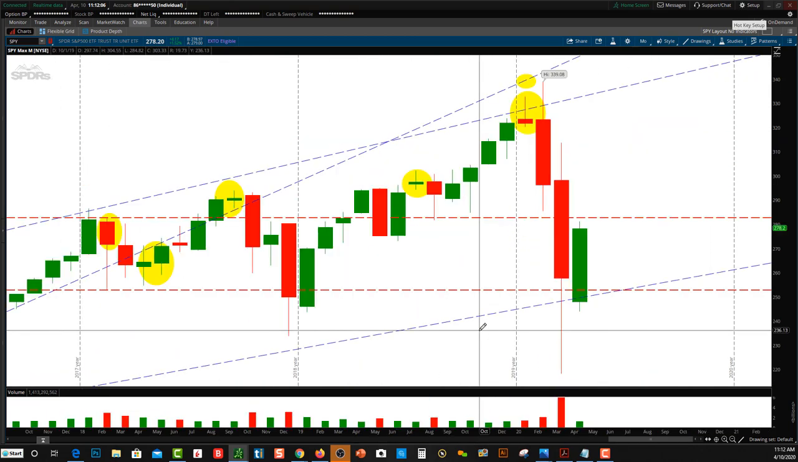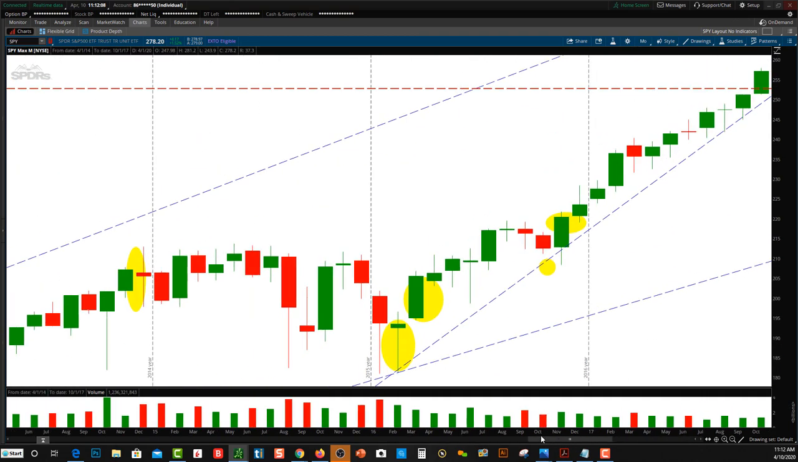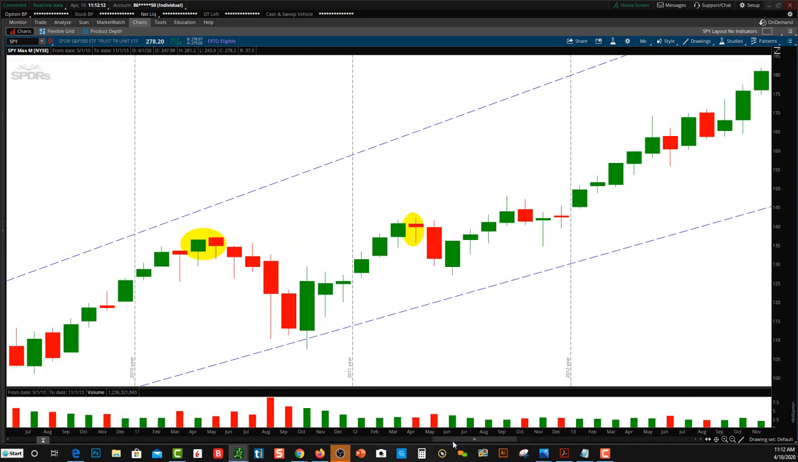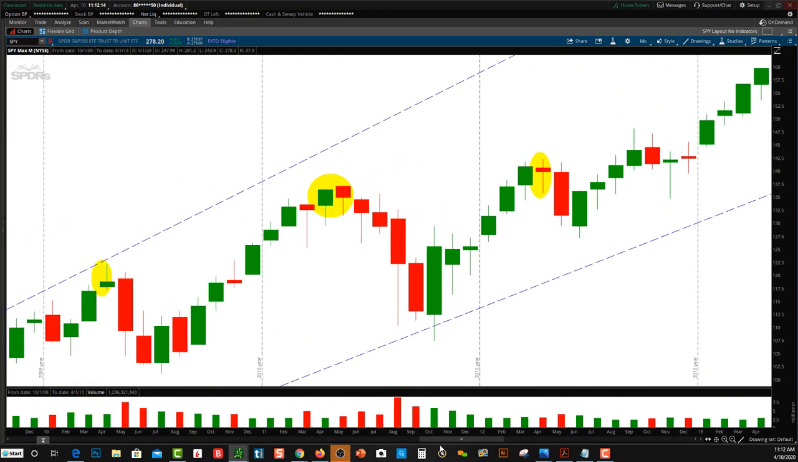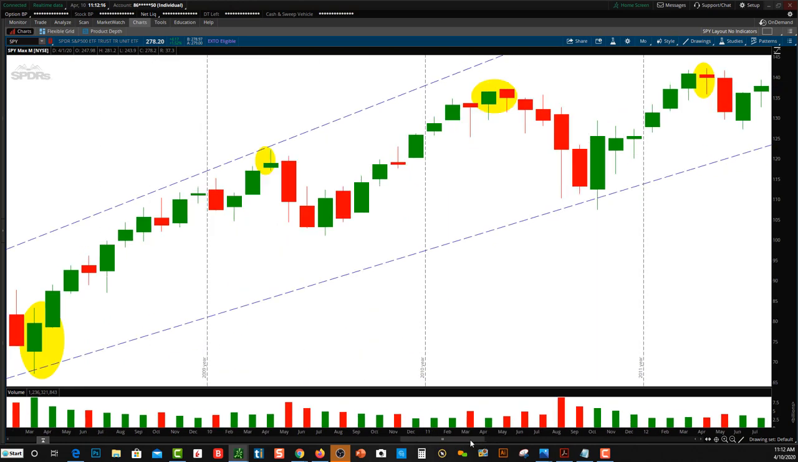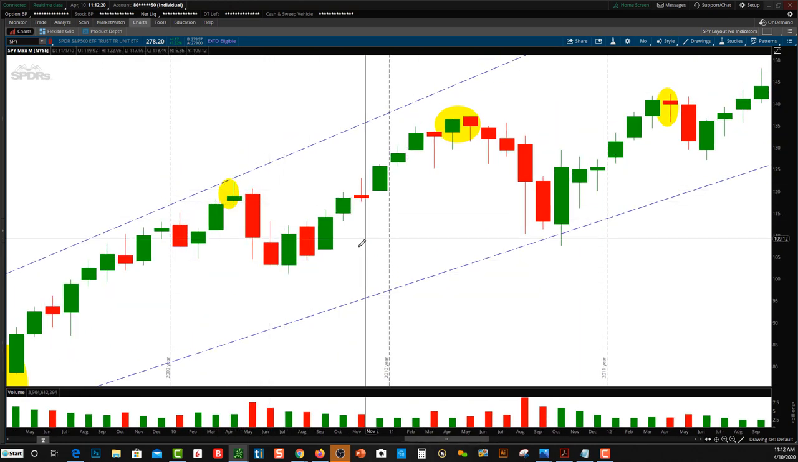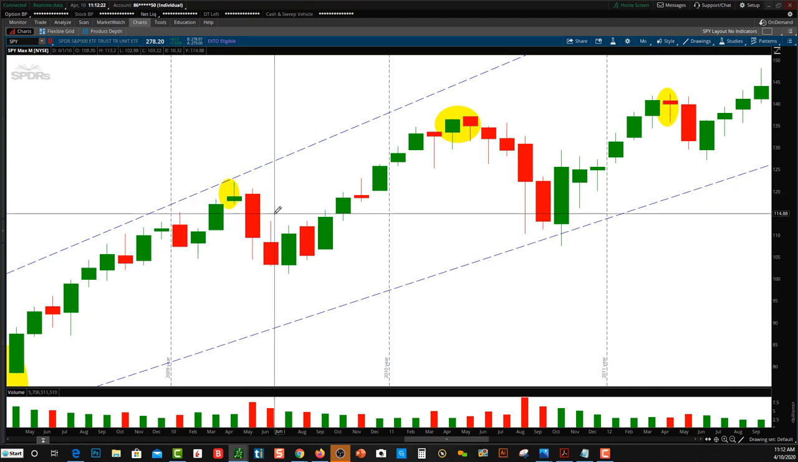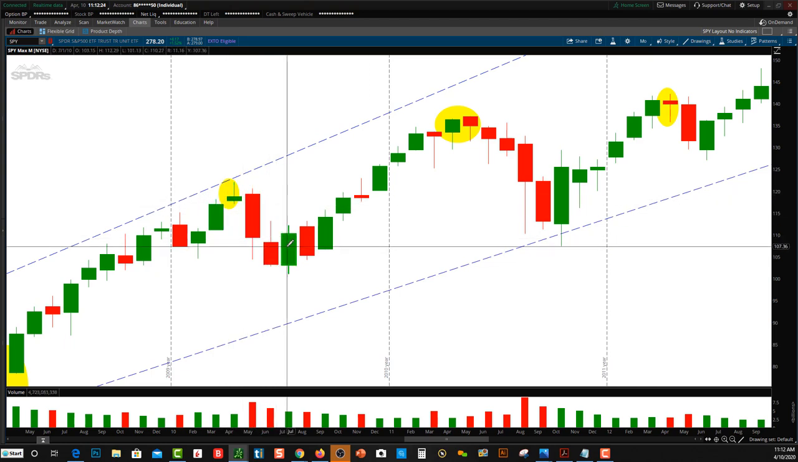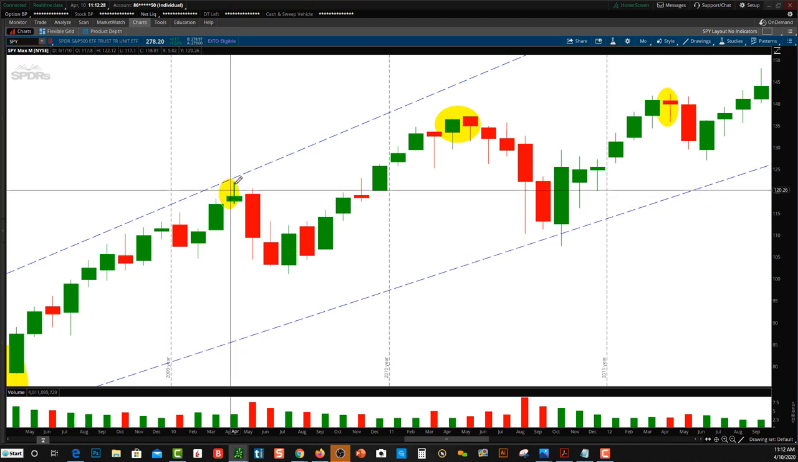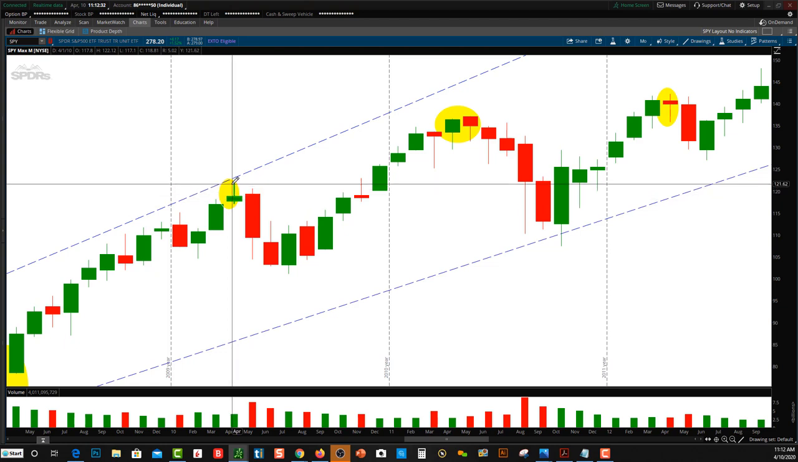Let's zoom. All right, so you guys see, now here's a green shooting star, right? Doesn't have to be red. Don't get faked out just because something's a different color. You can say, oh, it's a bullish candle. Look at it though. Small real body shooting star.